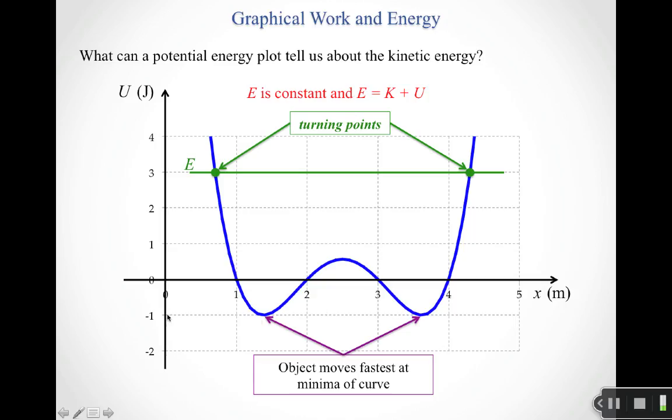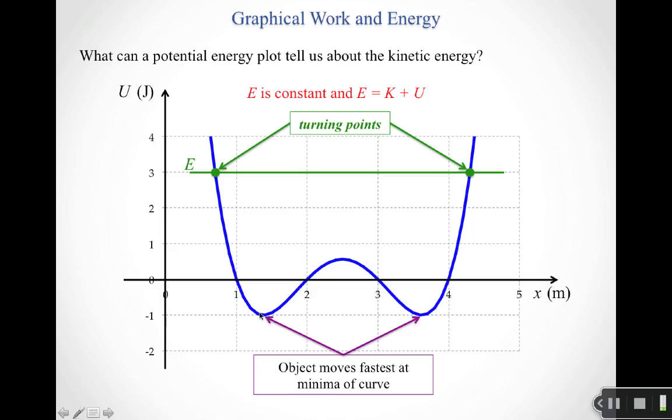So here, the potential energy is -1. Right? At these 2 points, the minima on my curve, the potential energy value is -1, which means my kinetic energy value, if the total energy is 3, my kinetic energy has got to be 4 joules, so that 4 joules plus -1 joules still adds up to give me my total mechanical energy of 3 joules.